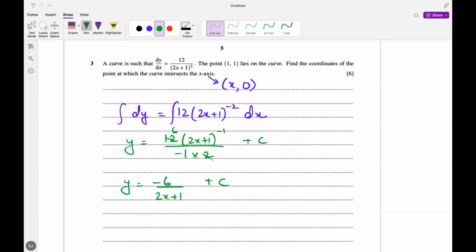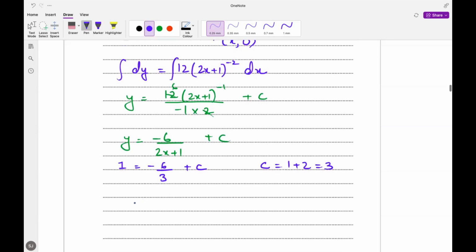So we'll bring the (2x + 1) to the power −1 in the denominator to make the sign positive. Now to find the value of c, we'll substitute the point (1, 1) as it lies on the curve. So this will become 1 = −6/(2 times 1 + 1) + c. So 2 + 1 will become 3, so −6/3 is −2. So c will be 1 + 2, which is equal to 3. Now we have the equation of the curve, which is y = −6/(2x + 1) + 3.